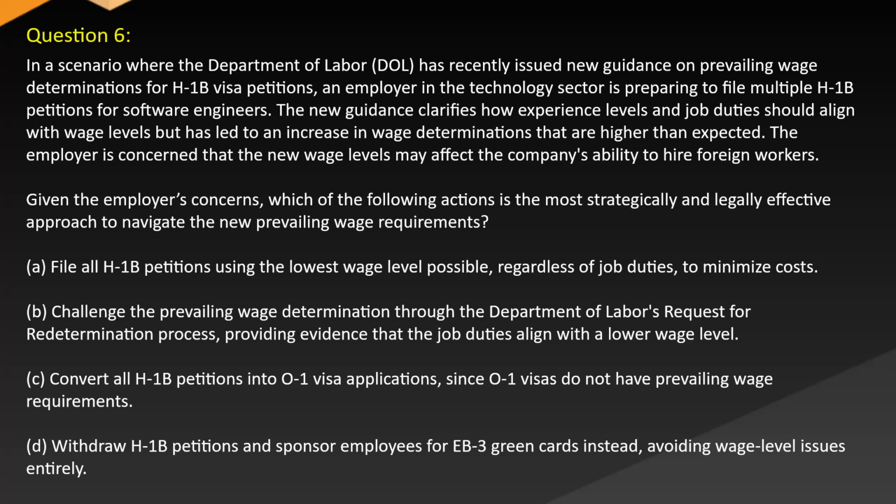File all H-1B petitions using the lowest wage level possible, regardless of job duties, to minimize costs. B. Challenge the prevailing wage determination through the Department of Labor's request for redetermination process, providing evidence that the job duties align with a lower wage level. C. Convert all H-1B petitions into O-1 visa applications, since O-1 visas do not have prevailing wage requirements. D. Withdraw H-1B petitions and sponsor employees for EB-3 green cards instead, avoiding wage level issues entirely.